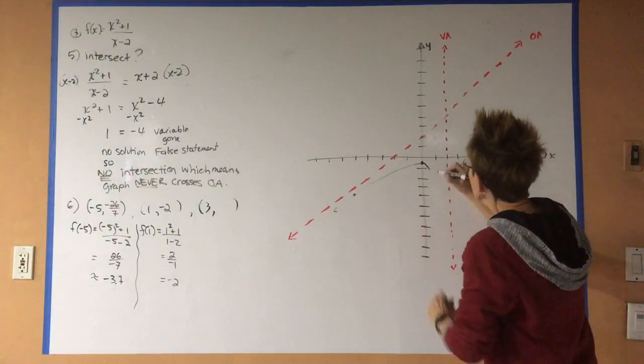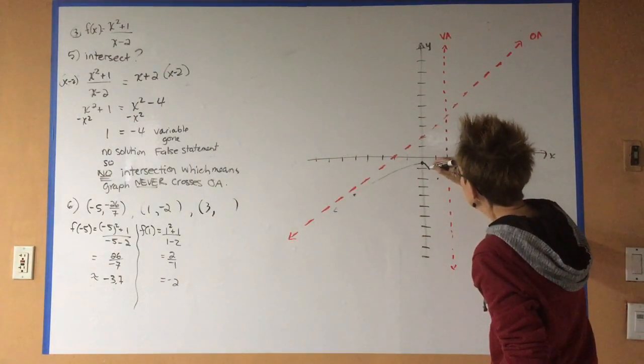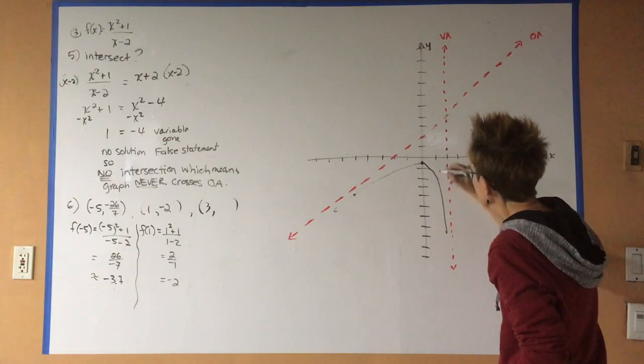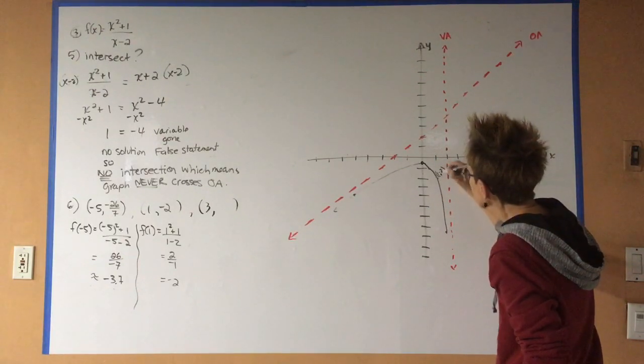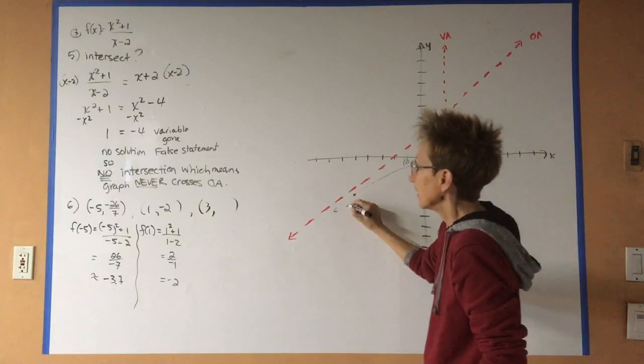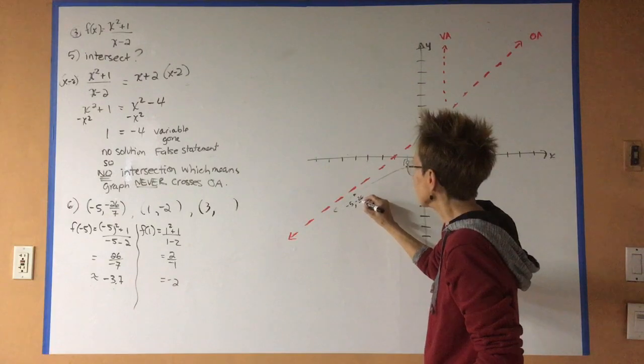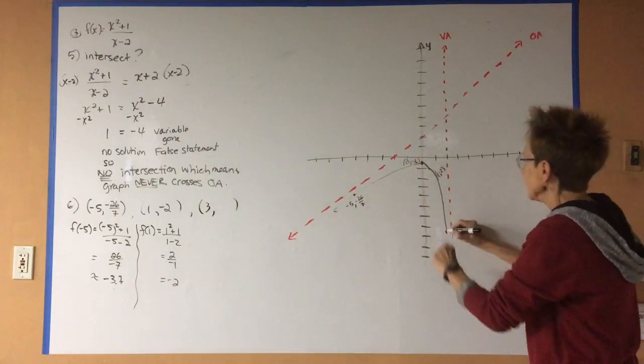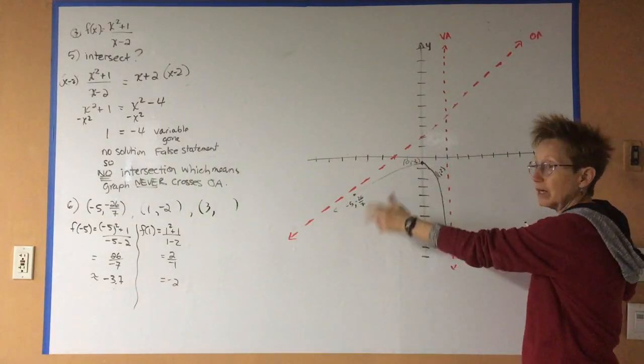I didn't quite, but almost. 1, negative 2 is right around there. So there it comes like that. So here's my 1, negative 2. Here's the 0, negative 1/2. Here's the negative 5, negative 26 over 7. So I have this piece pretty well figured out in here.